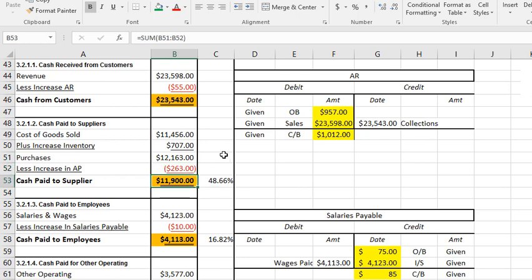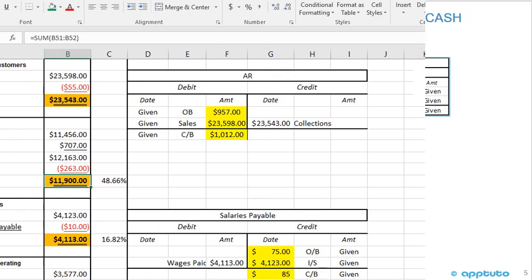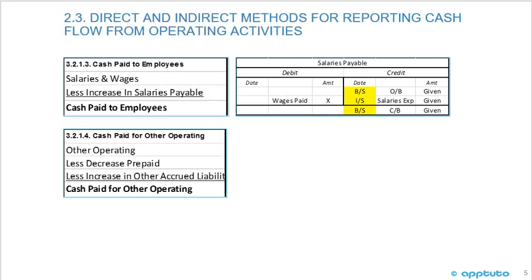So I'm not going to go through all that again. That's in another LOS. I recommend you go back and review that if you have not. Again, continuing with the direct method for cash flow from operating activities.